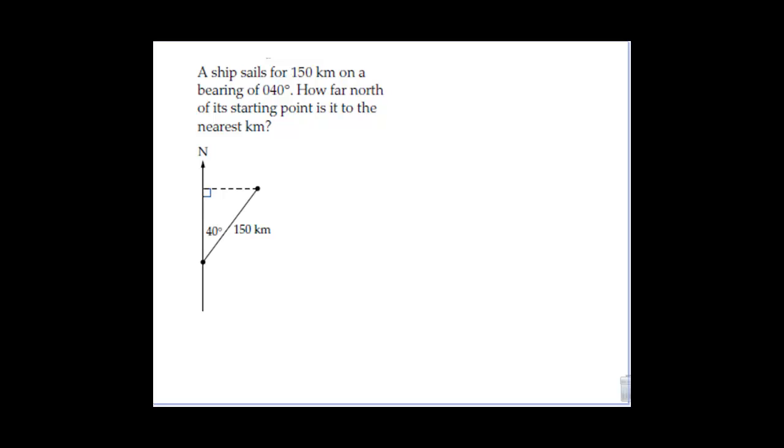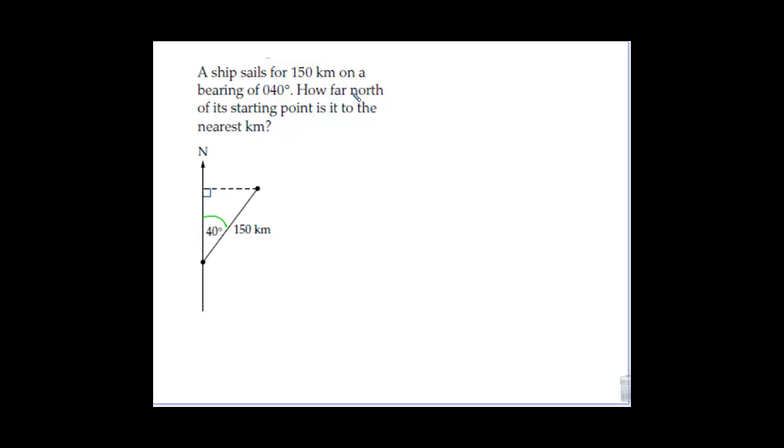Let's look at some problems now that involve bearings. So, a couple of questions to deal with. The first one here, we've got a ship that's sailing from a point here. It sails for 150 kilometers, and it goes on a bearing of 40 degrees. So it heads off at that angle.